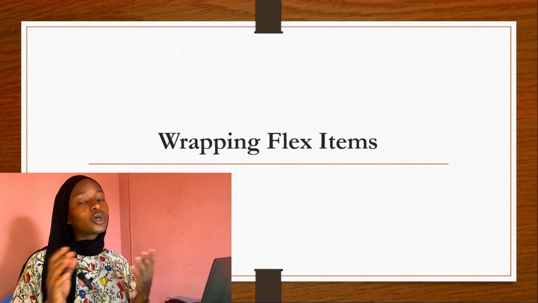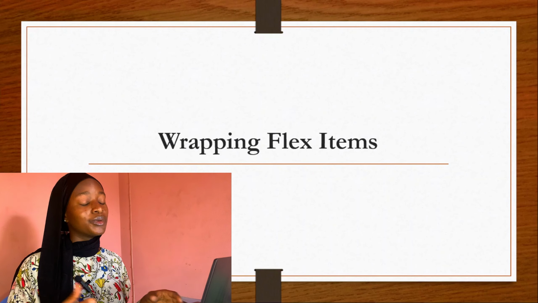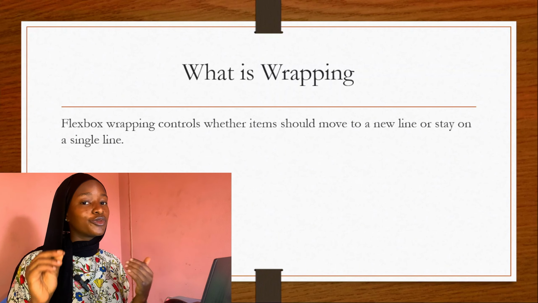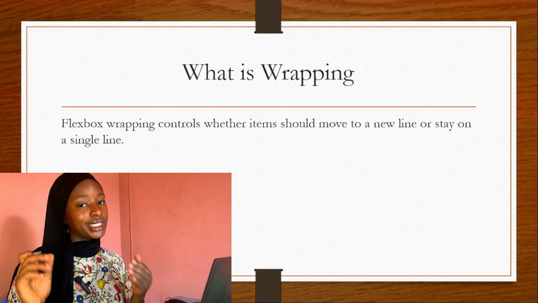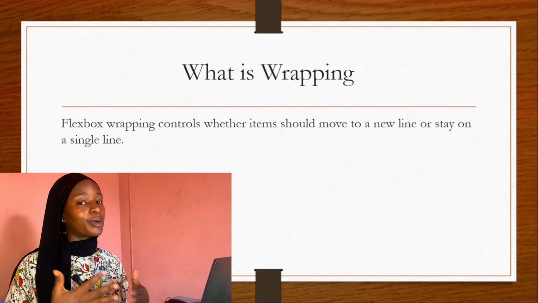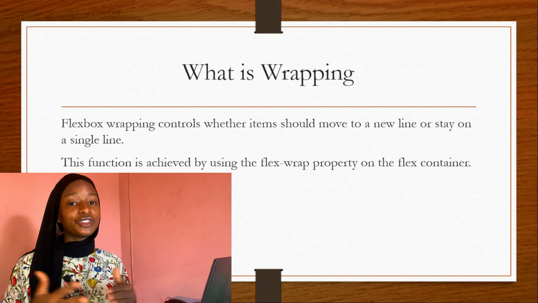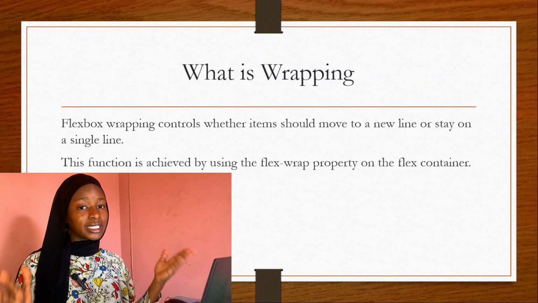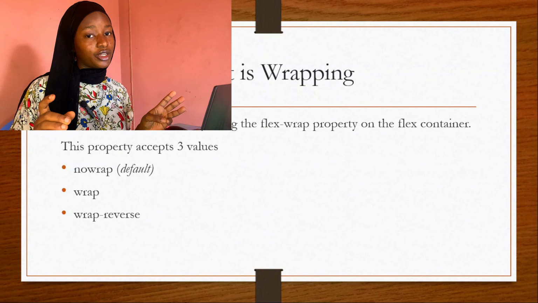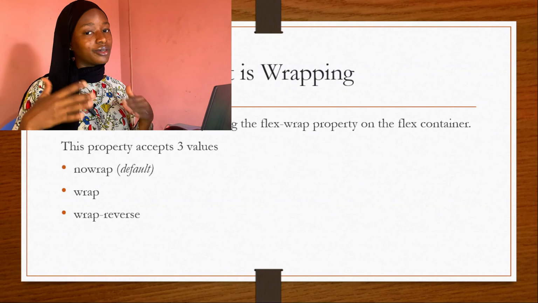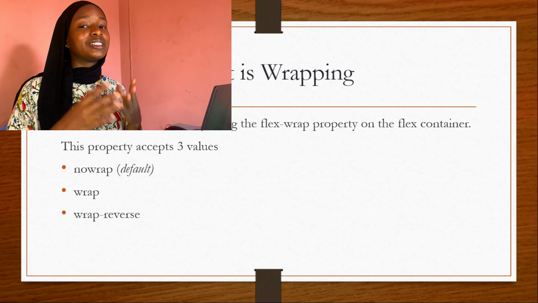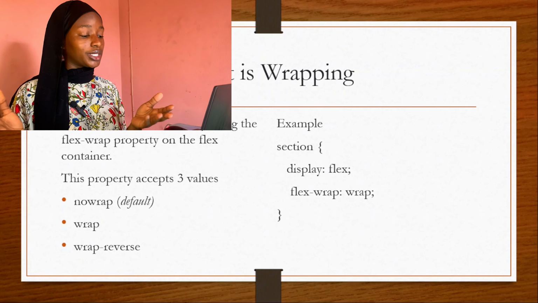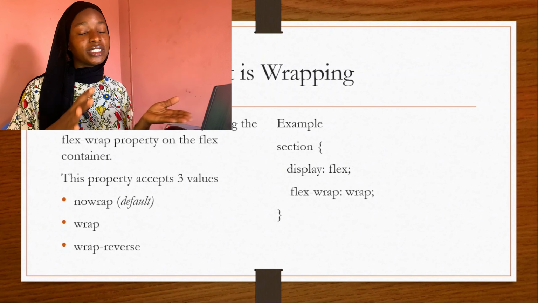Now let's move to the third capability of flex container, which is wrapping flex items. Flex wrapping controls whether the items will move to a new line or stay on a single line. So that's what flex wrapping is. This function is achieved using the flex wrap property. We saw this before, but now we're going to properly understand what it means. It takes in 3 values: no wrap, wrap, and wrap reverse. No wrap is the default value, and this is how you can use it in your flex container. Just use flex wrap and give it any of the values.